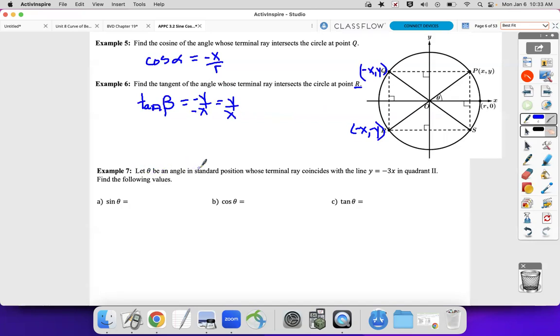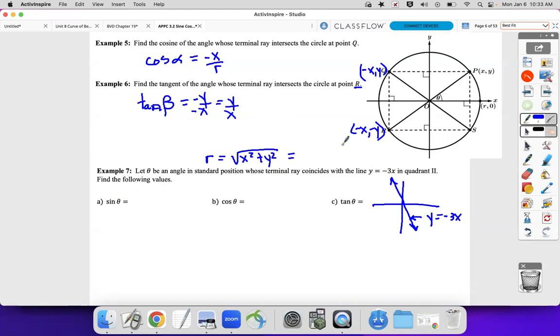Example 7 says, let theta be an angle in standard position whose terminal ray coincides with the line negative 3x in quadrant 2. So if I did that, it would be a steep line with a slope of negative 3. And so when we say, what is the sine of theta? We know that that is going to be, well, let's do this first. We also know that the radius is the square root of the x squareds plus the y squareds.